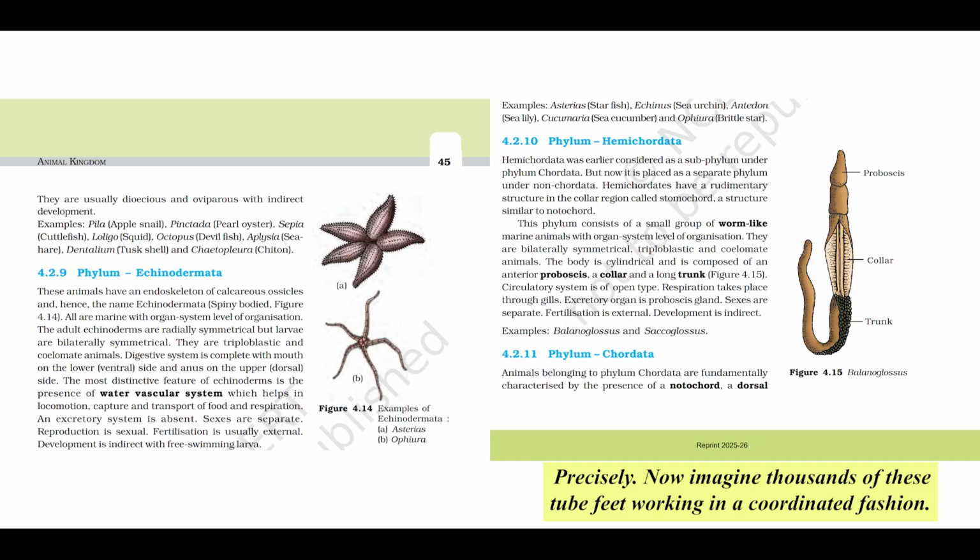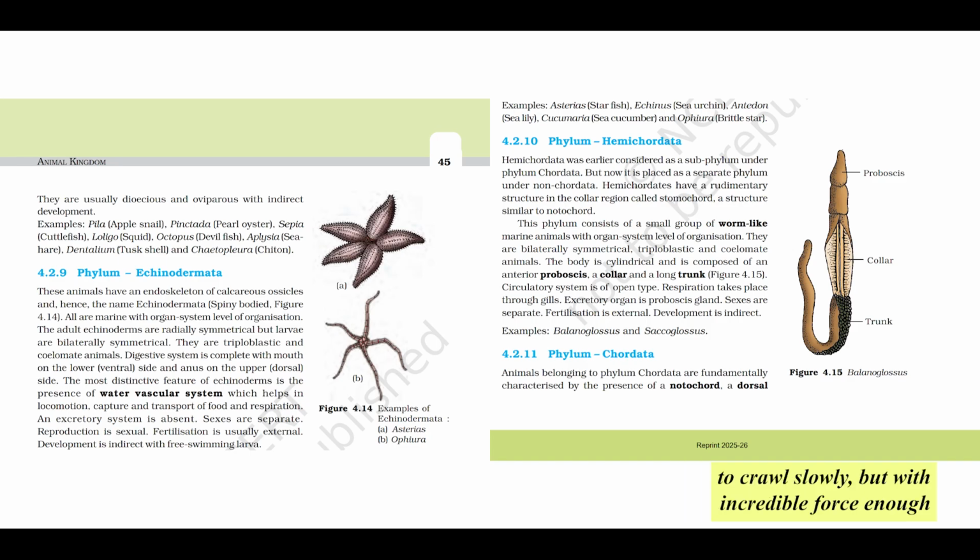Precisely. Now, imagine thousands of these tube feet working in a coordinated fashion. Waves of extension, attachment, and retraction pass along the arms. This allows the echinoderm to crawl slowly, but with incredible force, enough for a starfish to gradually pry open the shells of a clam or mussel. This same system is used to grasp food and bring it towards the mouth, and the thin walls of the tube feet also allow for gas exchange. It's truly a marvel of invertebrate hydraulic engineering. Wow. Hydraulics in action. Very clear now.